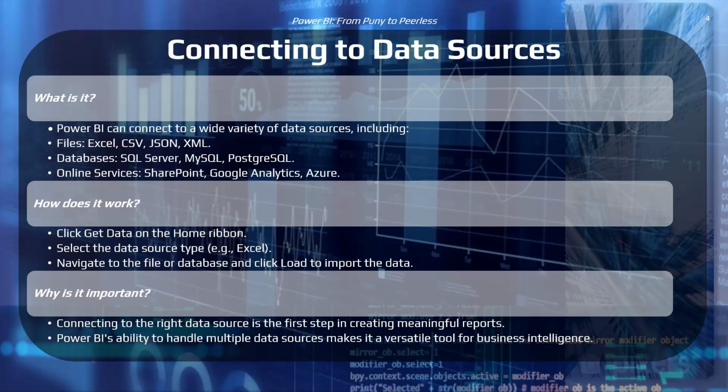Power BI can connect to a wide variety of data sources, including files like Excel, CSV, JSON, XML. Databases like SQL Server, MySQL, PostgreSQL. Online services like SharePoint, Google Analytics, Azure. To do so, first click Get Data on the home ribbon, then select the data source type, for example, Excel. Then navigate to the file or database and click Load to import the data.